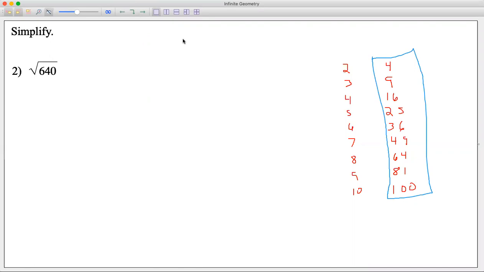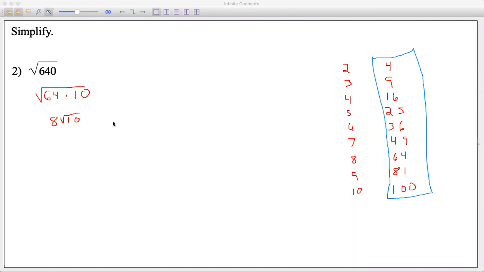All right, 2. Well, 2 isn't really that bad because notice that inside 640 is a 64 at least, right? So that could be written as 64 times 10, right? That would be 640. Square root of 64 is 8, so this one isn't much going on at all, just 8 root 10. There's no perfect square inside of 10. This is your answer.